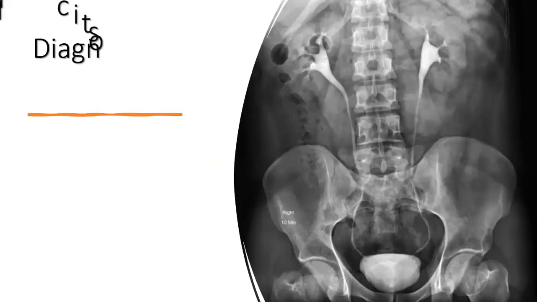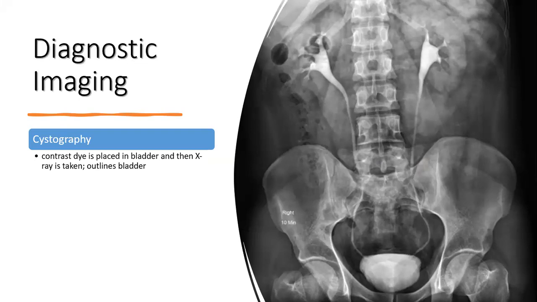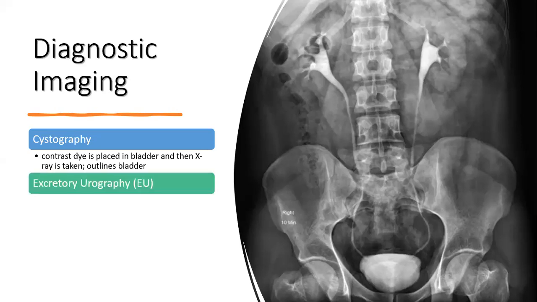Here, diagnostic imaging. Cystography: contrast dye is placed in the bladder and then an X-ray is taken to outline the bladder, a cystogram. Excretory urography, EU: dye is injected into the bloodstream, and an X-ray traces the dye as it moves through the organs of the urinary system.